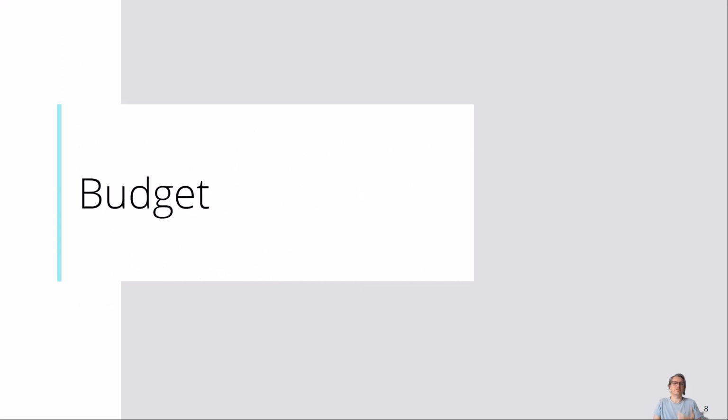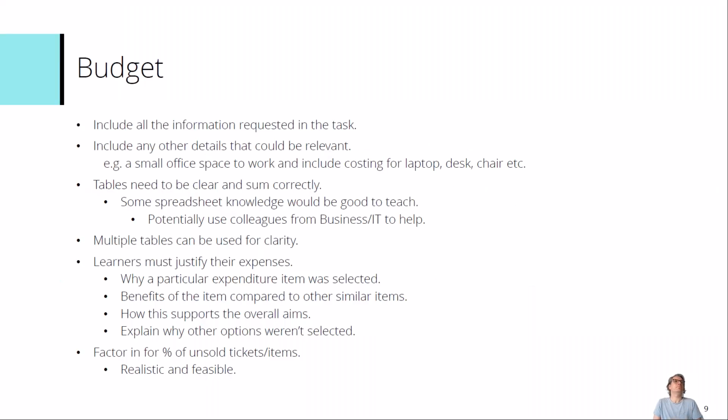Looking on to activity 2, the budget. There are always certain things that are asked for in the brief to be included on the budget, and learners need to include all that information requested in the task. They also need to include other relevant details in there as well.